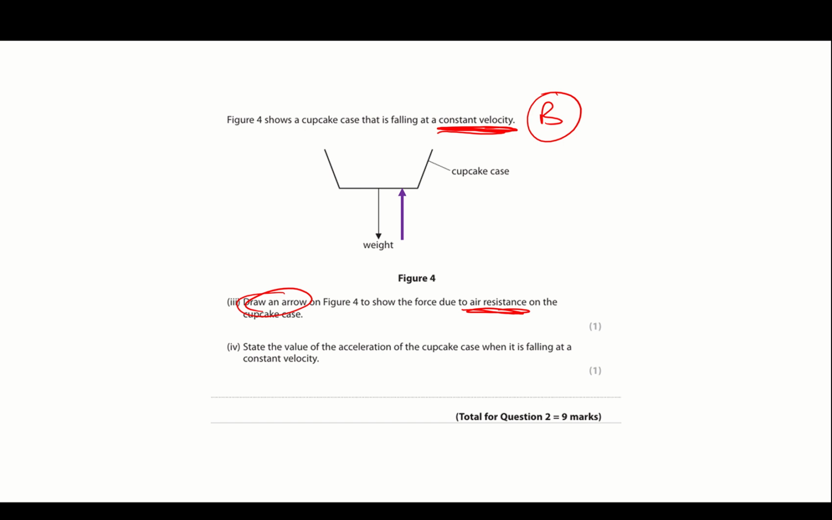The next part, state the value for the acceleration. Well, there is no acceleration. The forces are balanced, it's at a constant velocity. There is no acceleration, 0 meters per second squared. There we go, that's that one done.